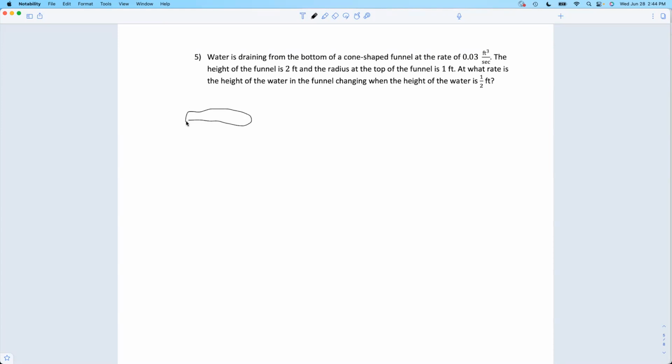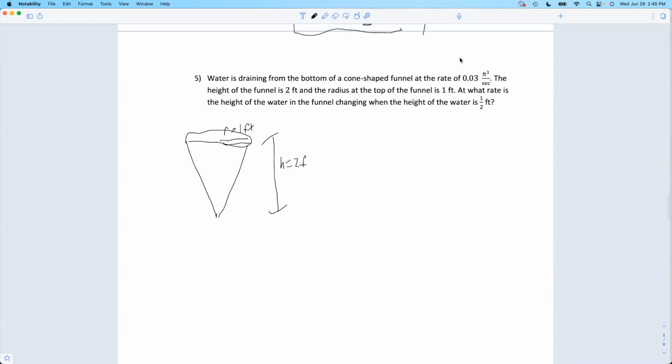We've got ourselves here a cone. And we know when it's completely full that the radius up here on the top is 1 foot and that the total height is 2 feet. And I'm told that the volume is changing at some rate. So dV/dt, the rate of change of volume.